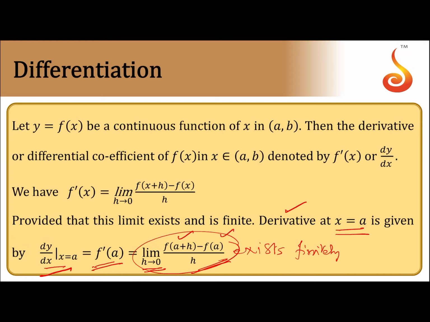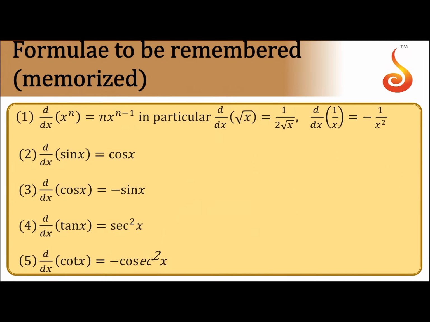And what is meant by differentiation or differential coefficient? Differentiation is a process of obtaining dy by dx. What is meant by dy by dx? That dy by dx is nothing but f dash of x, which is limit h tends to 0 of f of x plus h minus f of x by h, exists finitely. And that f of x must be continuous over the interval. That is called differentiation.